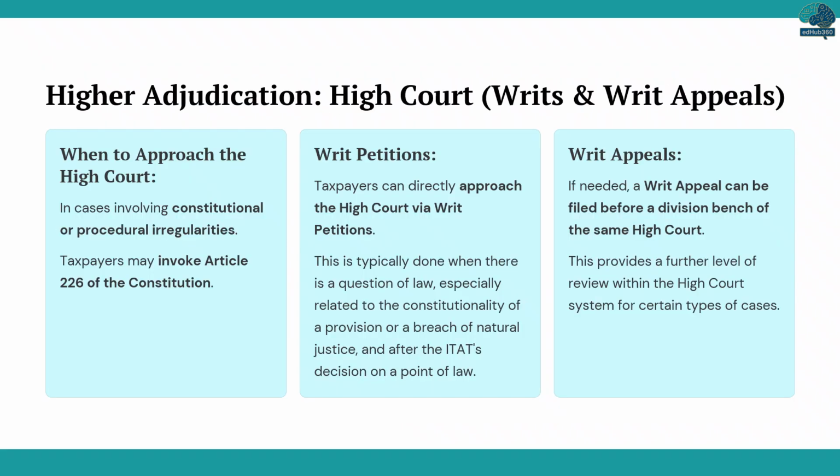Finally, let's look at higher adjudication, specifically the High Court. Taxpayers can approach the High Court in cases involving constitutional or procedural irregularities by invoking Article 226 of the Constitution through writ petitions. This is typically done for questions of law, especially concerning the constitutionality of a provision or a breach of natural justice, often after a decision from the ITAT on a point of law. If needed, a writ appeal can be filed before a division bench of the same High Court, providing a further level of review for certain cases.